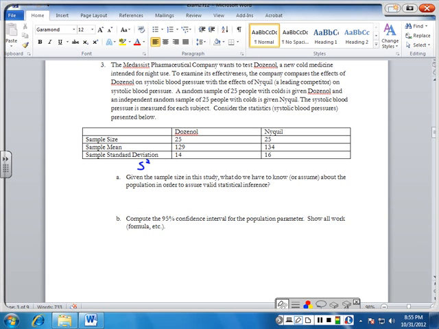So the variance for the first one is 14 squared, or 196. And then 16 squared, which is 256. Neither is twice the other. Therefore, we pool.